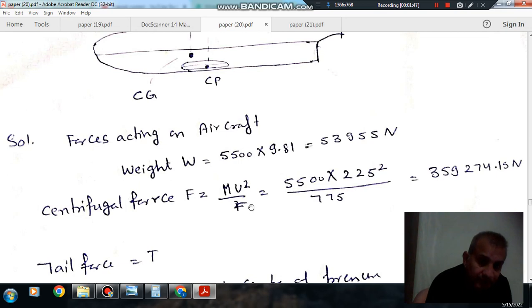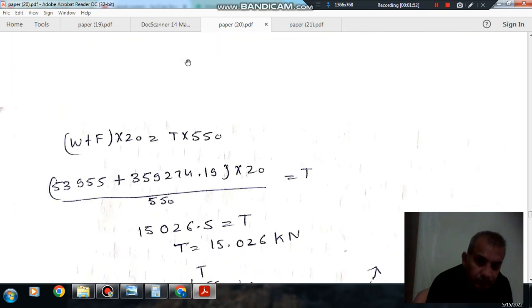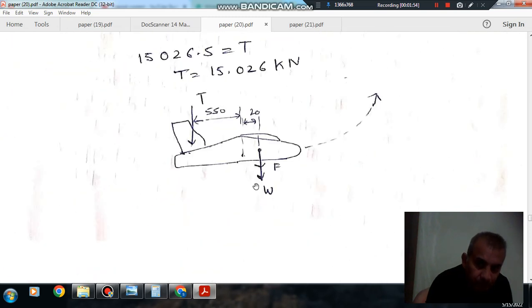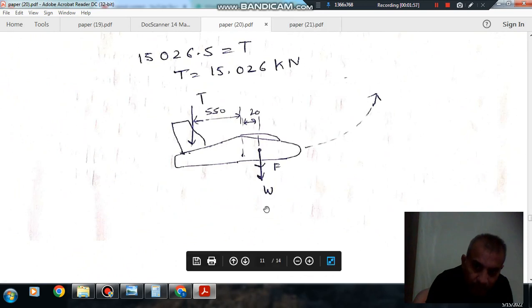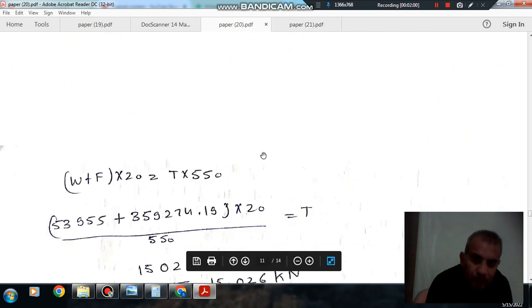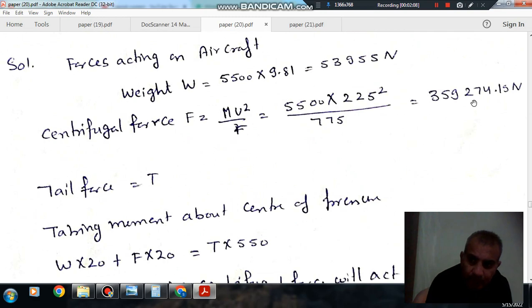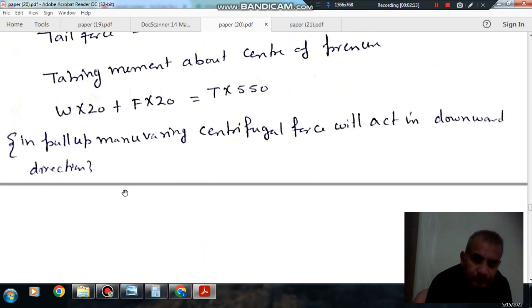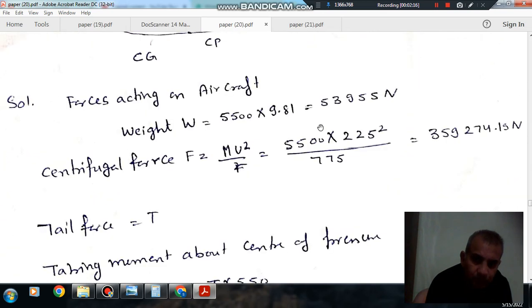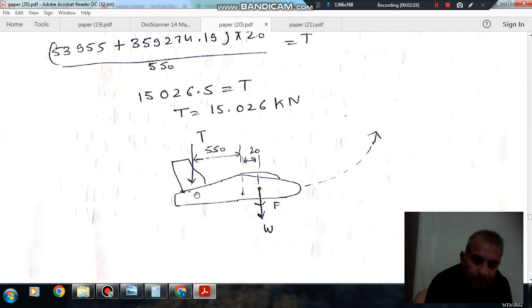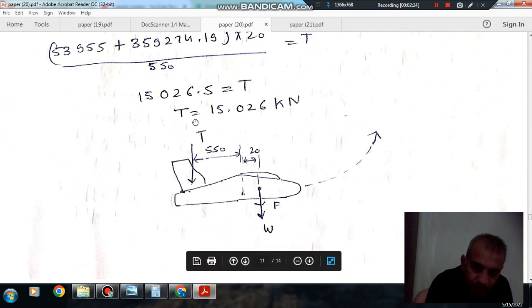So it will exert a centrifugal force that will act in the same direction as the weight. As it is rotating like this, F will act in this direction. This centrifugal force is 5500 into 225 square by 775, so that is 359274.19. And suppose T is the tail force, which is acting here. Because it is a pull-up maneuver, it is rotating like this.